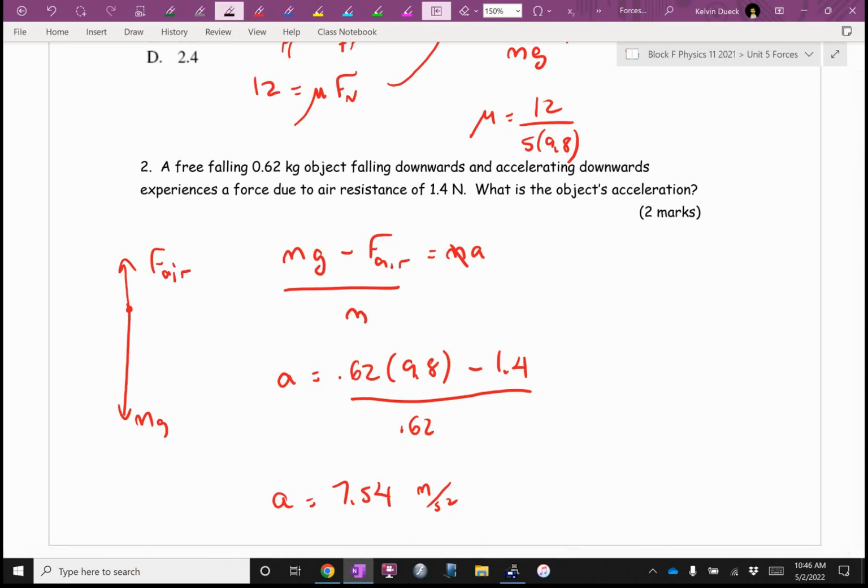Otherwise, I would probably go something like this. Half mark if I saw the free body diagram. Half mark if I saw the winner minus loser equation. Half mark for getting the A by itself. And a half mark for the answer.